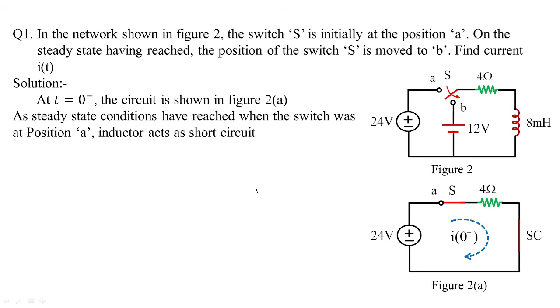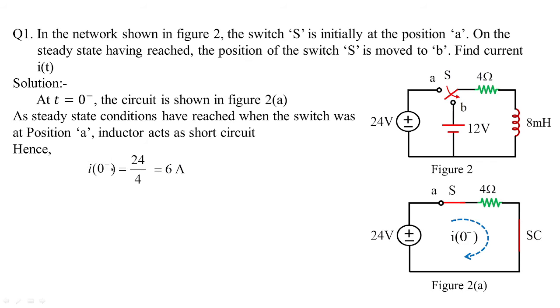Okay, this current can be easily obtained with the analysis of inductor as short circuit. इंडक्टर का जो बिहेवियर है अंडर स्टेडी स्टेट कंडीशंस, it will act as short circuit. So the value of current will be, according to Ohm's law, V equal to IR. So we have voltage as 24 and resistor as 4 ohms. So I of 0 minus will be equivalent to, because it's a closed circuit, you have resistor and voltage. So the value will be 24 by 4, which is equal to 6 amperes.